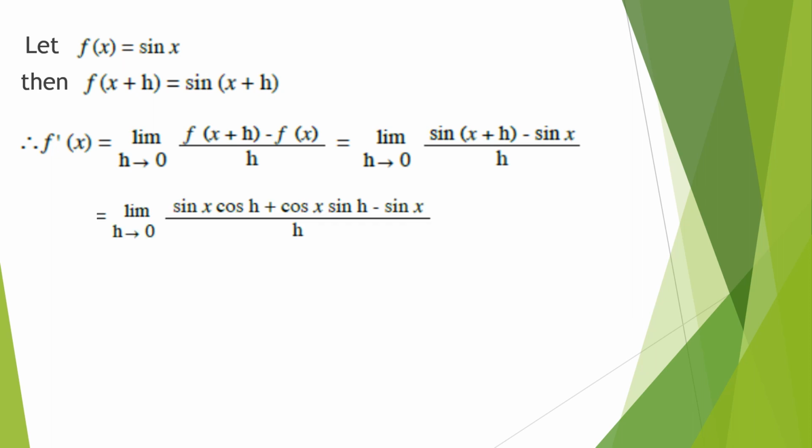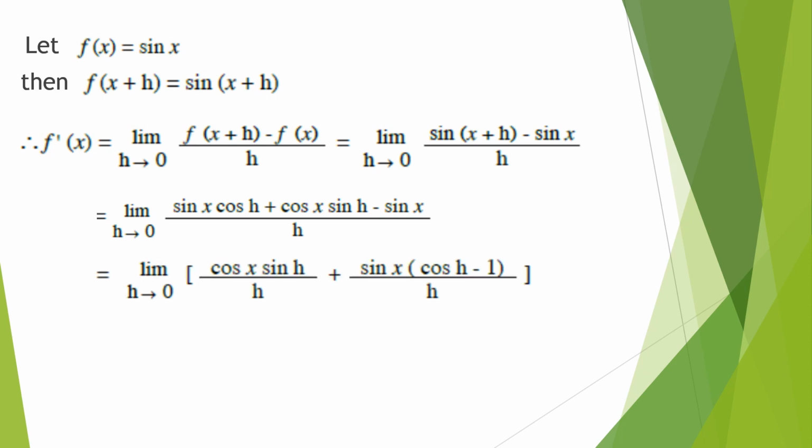How to calculate this limit? We should expand sine x plus h using the sine rule, which is sine the first, cosine the second, plus cosine the first, sine the second. So sine x plus h equals sine x cosine h plus cosine x sine h. Subtracting sine x and dividing by h, then taking the limit as h tends to 0, we get the limit in the form of the sum of two limits.